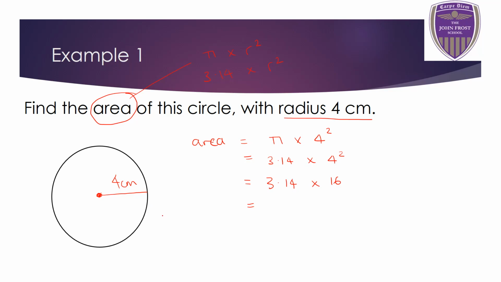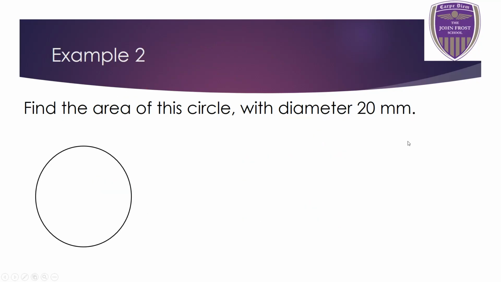If you type that into your calculator, you should get 50.24, and that is in centimeters squared. Centimeters, because that's what's in the question, and squared, remember, because we're doing area. So that's an easy one, as long as you remember this formula at the top here: pi times r squared, 3.14 times the radius squared, and we were given the radius in that question. Make sure we've got that copied down, and then on to the next example.